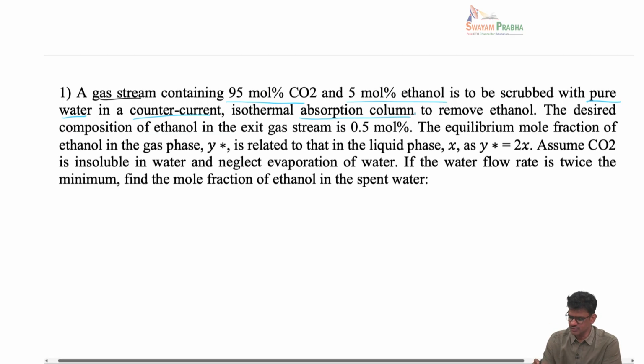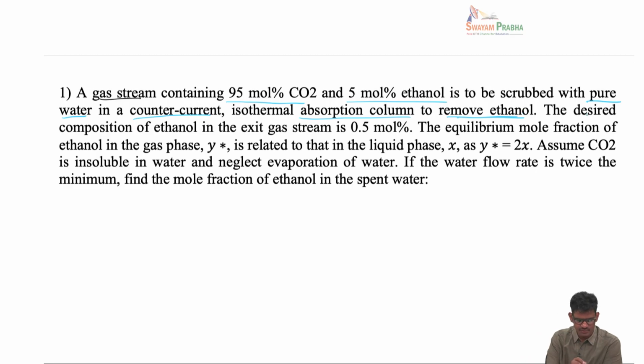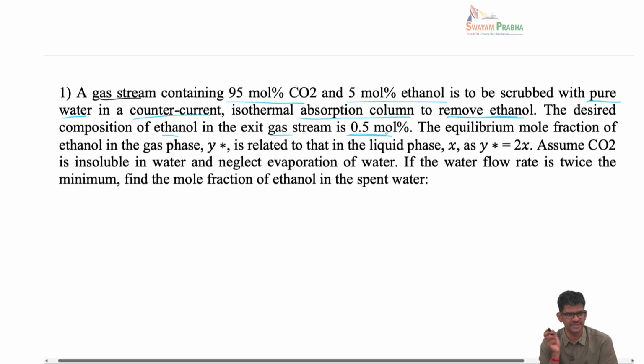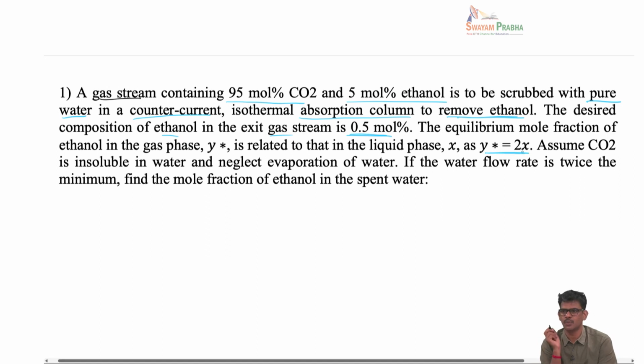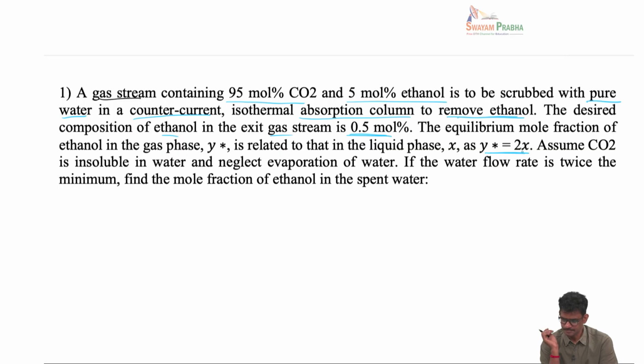So we are talking about an absorption column, and here they clearly say we want to remove ethanol. Okay, already it tells you what is the solute, no confusion about this. And the desired composition of ethanol in the exit gas stream is 0.5 mole %. So exit concentration of ethanol is given, inlet is also given. The equilibrium mole fraction of ethanol in the gas phase is related to the liquid phase as an equation, something like a Henry's law sort, okay, a linear equation.